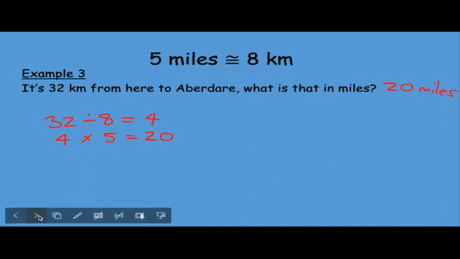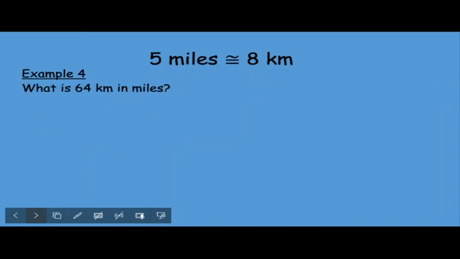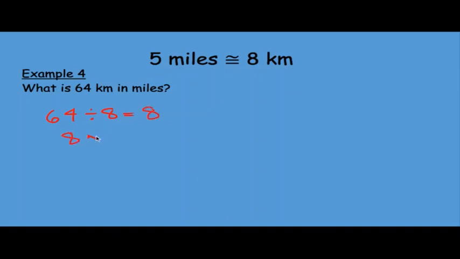Okay, so our next example now. Right, what is 64 kilometers in miles? Well, we divide by 8. This is one you should know, but 8 times 8 is 64. So 64 divided by 8 is 8. Then again, I'm going to say 8 now multiplied by 5 is 40. So 64 kilometers is about 40 miles.